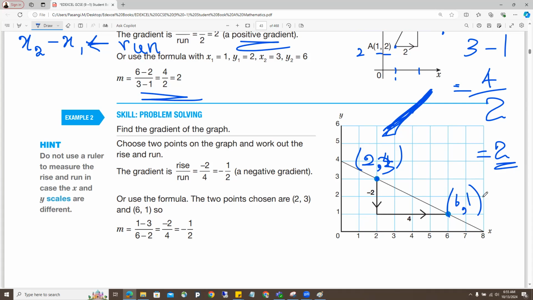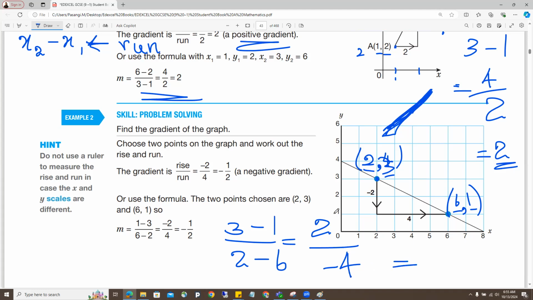Now what we have to do is find the difference between the y coordinates divided by the difference between the x coordinates: 3 minus 1 divided by 2 minus 6. So 3 minus 1 is 2, and 2 minus 6 is minus 2. Then we can simplify these further to minus half. Minus half is the gradient.